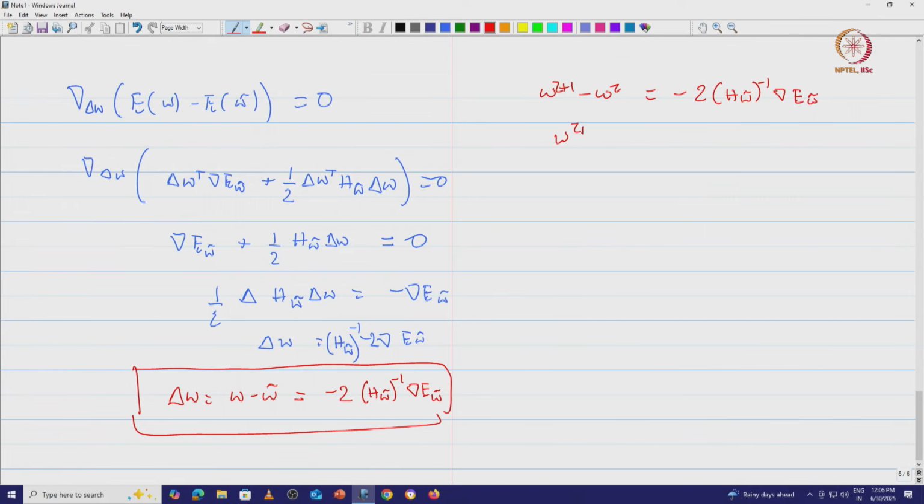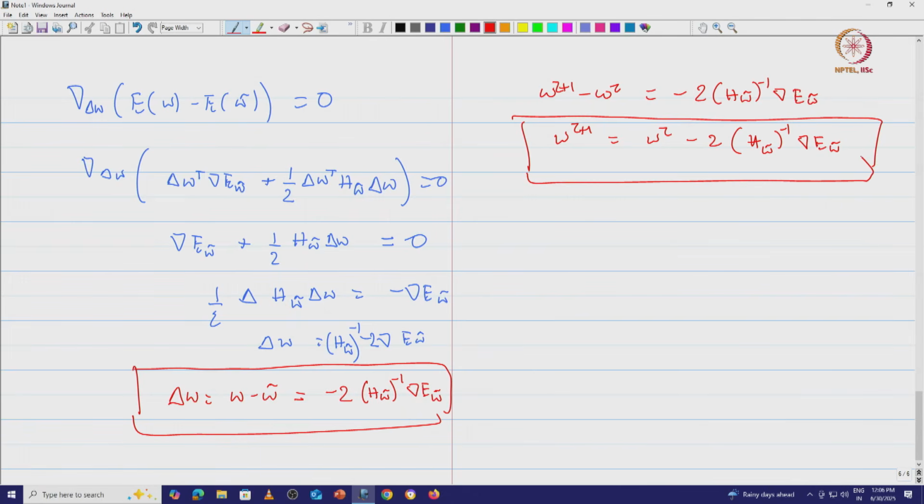So omega tau plus 1 is equal to omega tau minus 2 times the Hessian inverse nabla E omega hat. Now here if you see closely, not only are you using the gradient information, but alongside it you are also using the Hessian information at omega tau. Sorry, I made a mistake here in notation. So omega hat is actually omega tau now, so this is again omega tau.